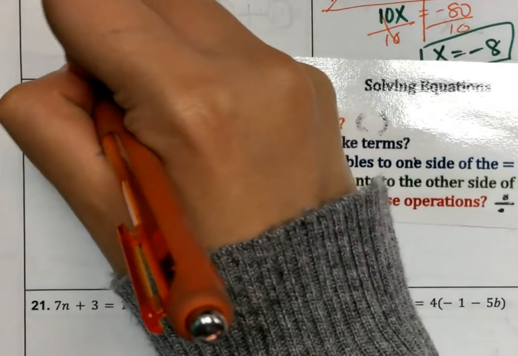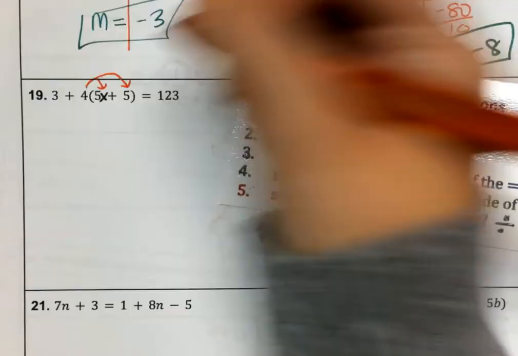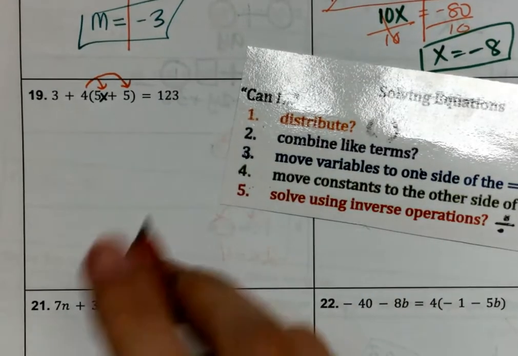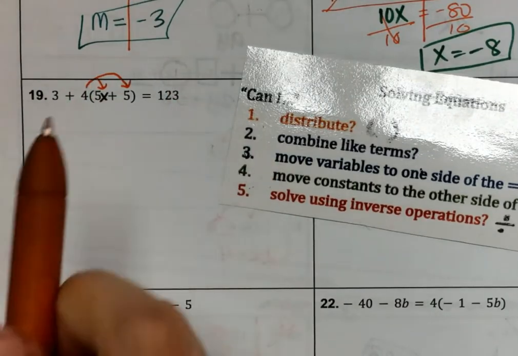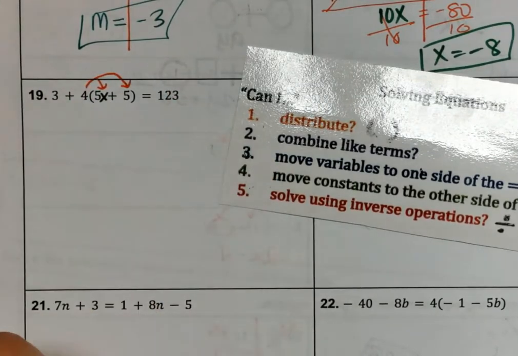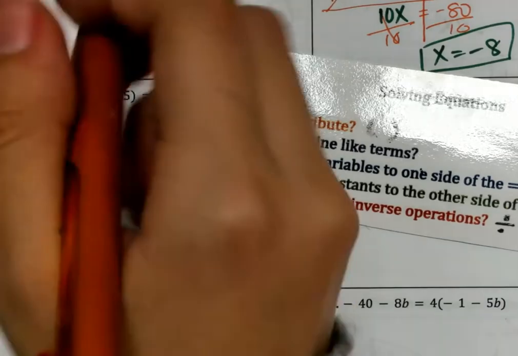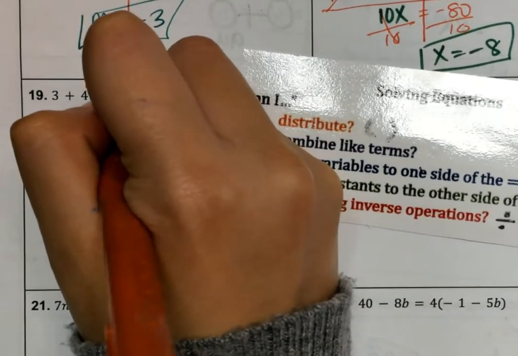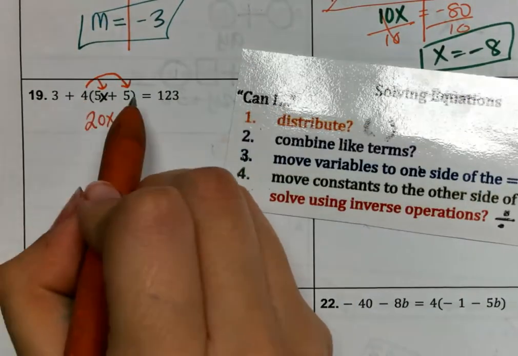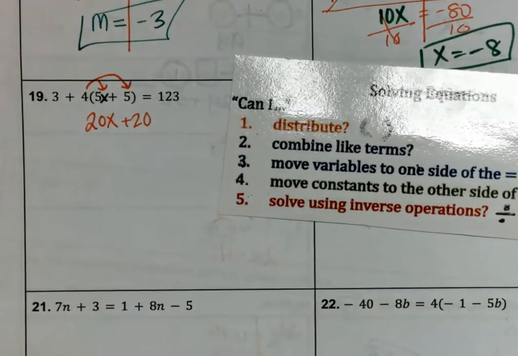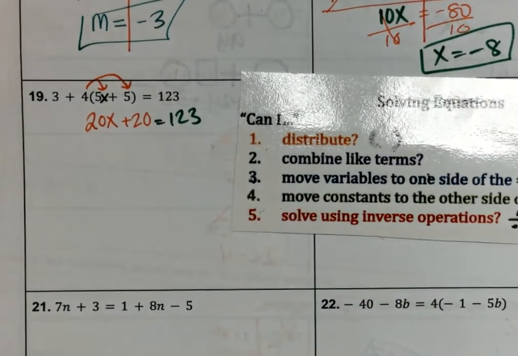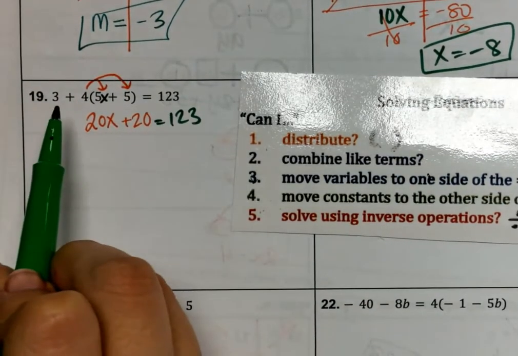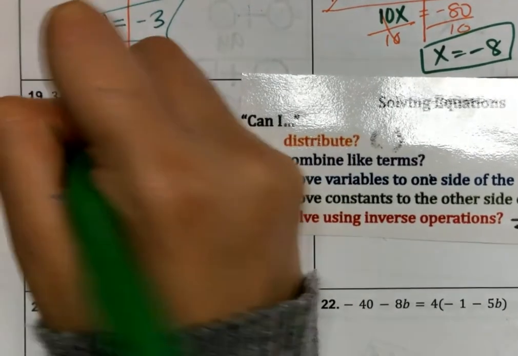So I'm going to distribute my 4. So start there. Do not start combining. Do not start minusing anything. You have to start with distribution if you can. So 4 times 5 is 20. Keep the x. 4 times positive 5 is positive 20, but this one does not have an x. I didn't do anything to the right side of my equation, so I can bring down the 123. And I didn't do anything to the 3, so I can bring down my 3 plus.